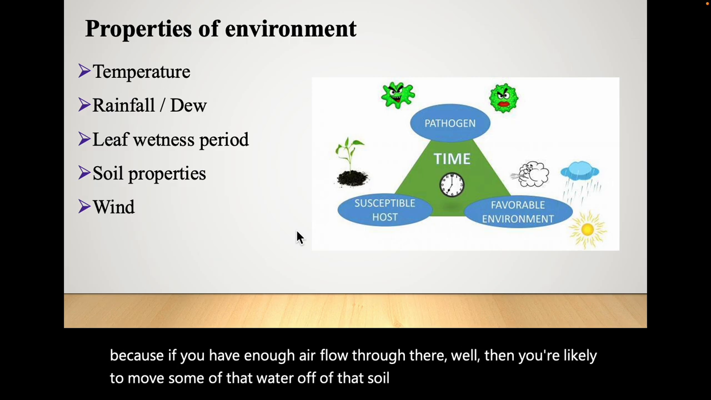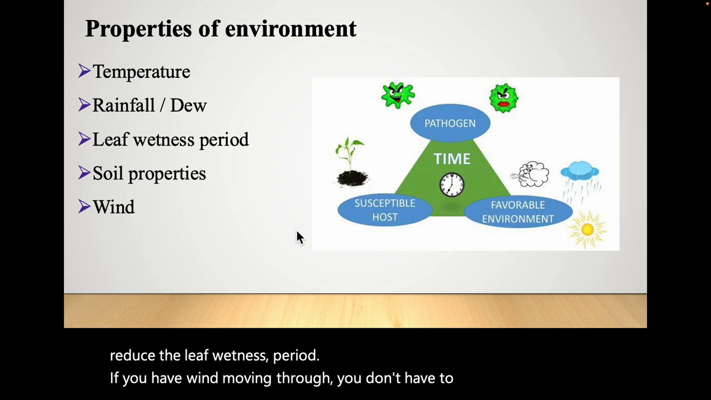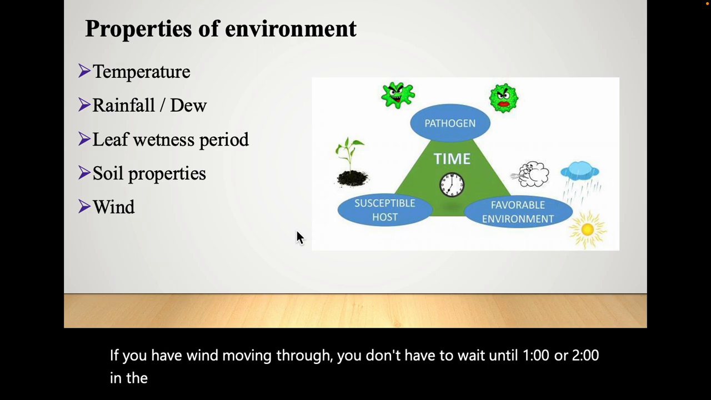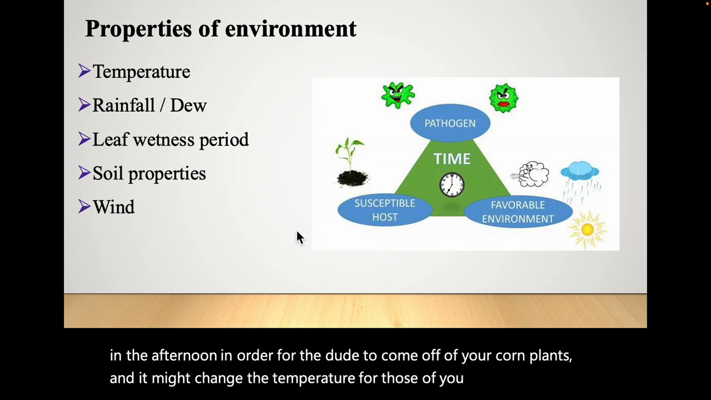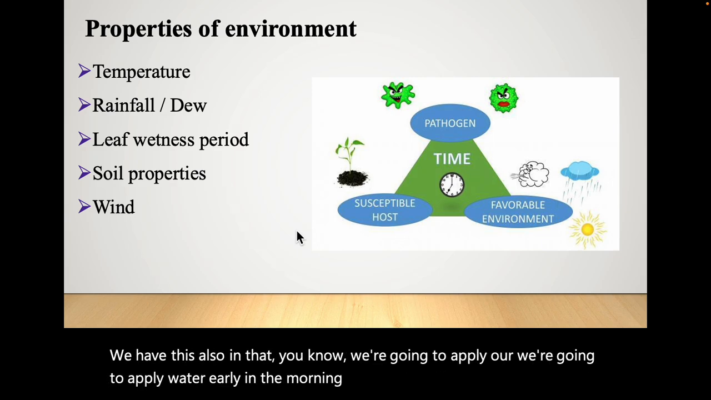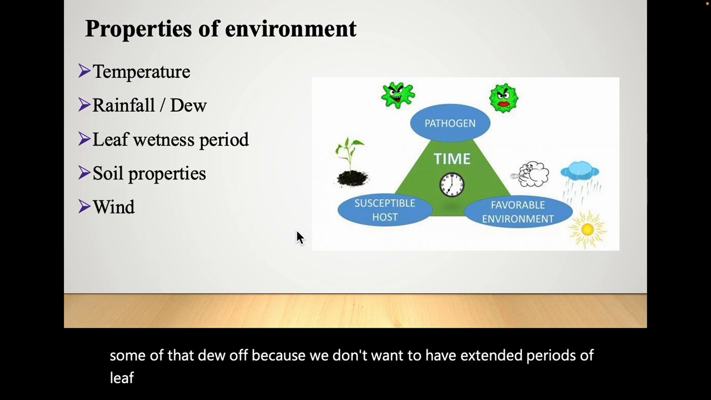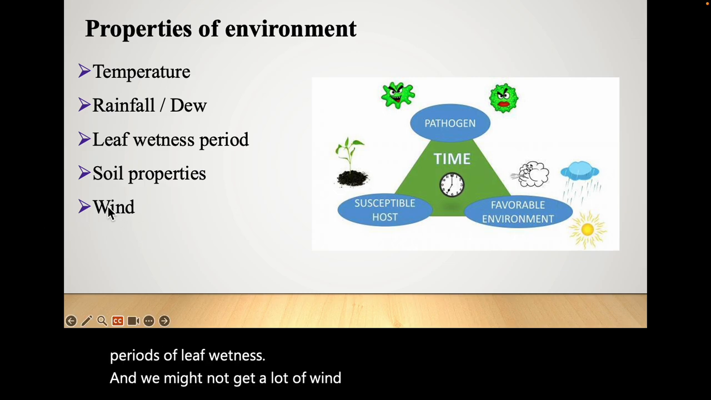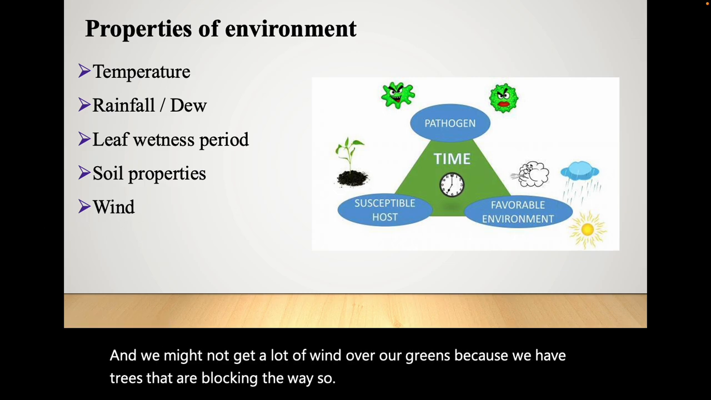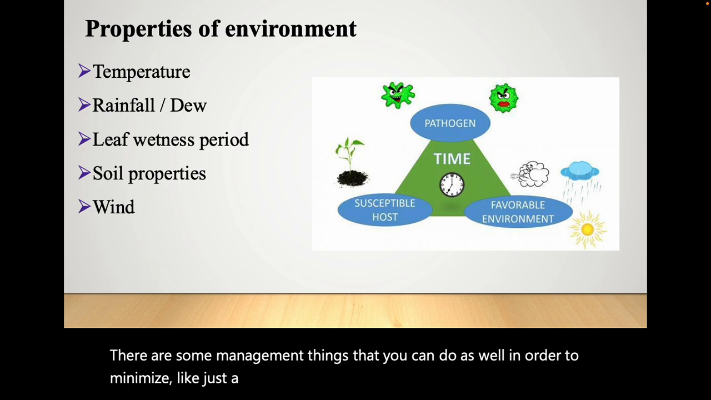You're likely to reduce the leaf wetness period. If you have wind moving through, you don't have to wait until 1 or 2 o'clock in the afternoon in order for the dew to come off of your corn plants. And it might change the temperature. For those of you that are managing turf, we have this also, in that we're going to apply water early in the morning because we want to move some of that dew off, because we don't want to have extended periods of leaf wetness. And we might not get a lot of wind over our greens because we have trees that are blocking the way. So there are some management things that you can do as well in order to minimize the potential for having these problems.